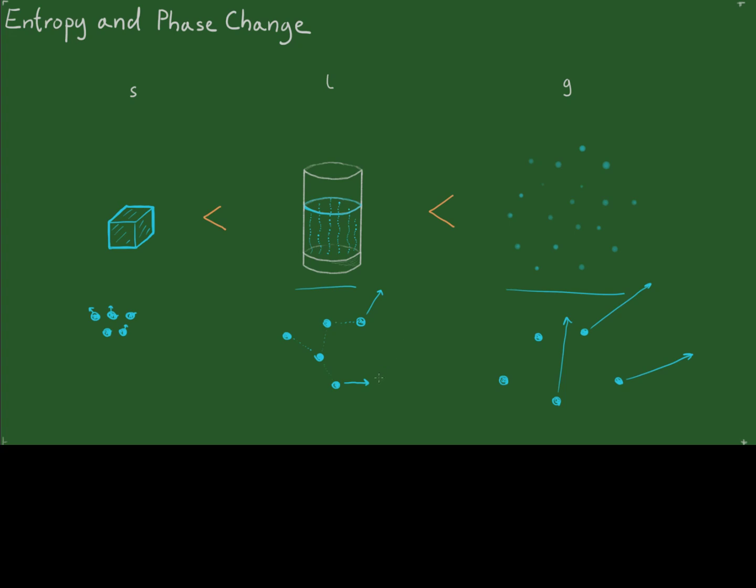And generally speaking, for any substance, as long as the substance is pure and we have the same amount of that substance, we can say that the solid phase will have a lower entropy than the liquid phase, which will have a lower entropy than the gaseous phase.